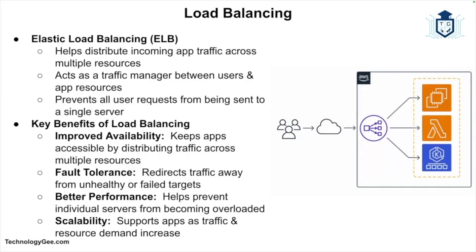All right, next let's talk about load balancing. So imagine that you have multiple servers running your application. Well, how do you ensure that traffic is distributed evenly across them? Well, this is where elastic load balancing comes in. So load balancers basically act as traffic managers. They receive incoming requests and distribute them across multiple targets, such as EC2 instances or containers. And this improves availability, fault tolerance, and performance.